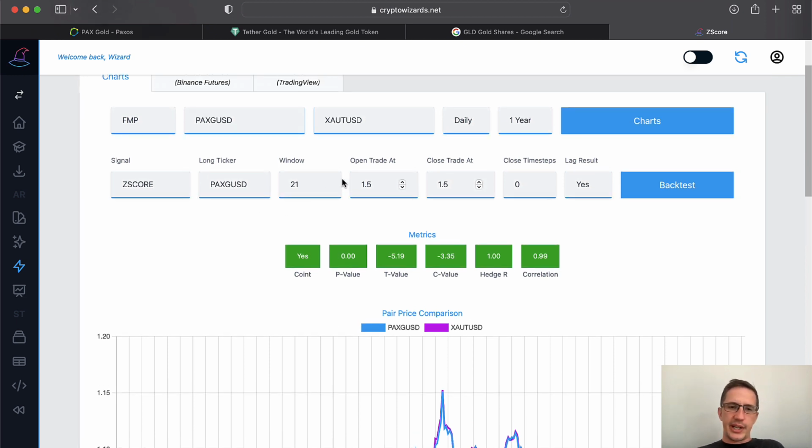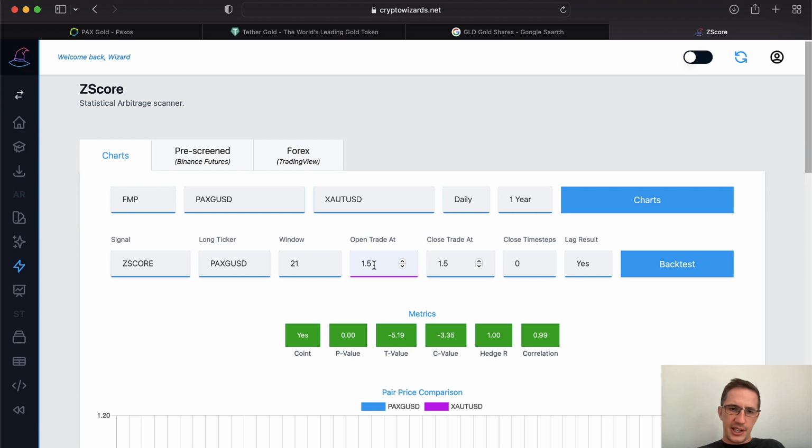I'll just use a 21-day Z-score. I'm not going to do anything fancy here and optimize this. But rather than waiting for it to go back to, say, 1.5 or 2 standard deviations on the other side, I'm just going to say, when it reverts back to the mean, when it's 0. I could lag the results, yes or no. It's back testing. It's never going to be perfect.